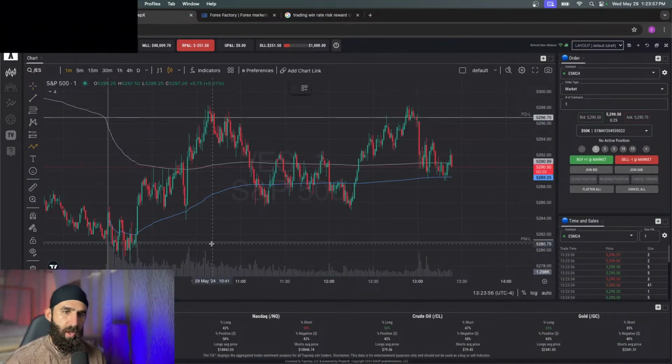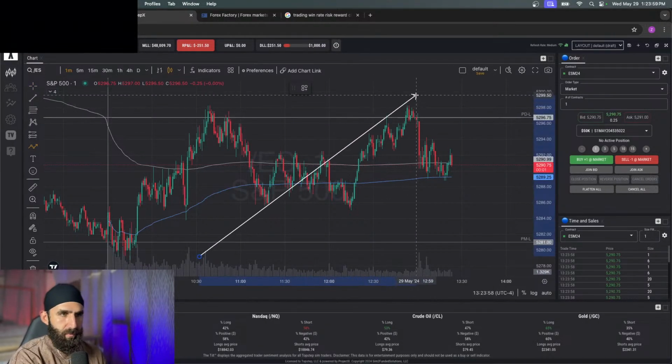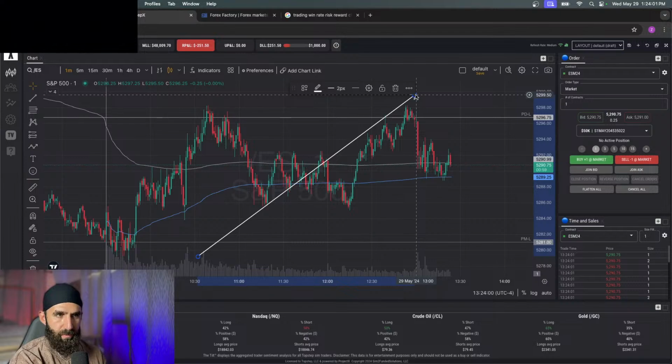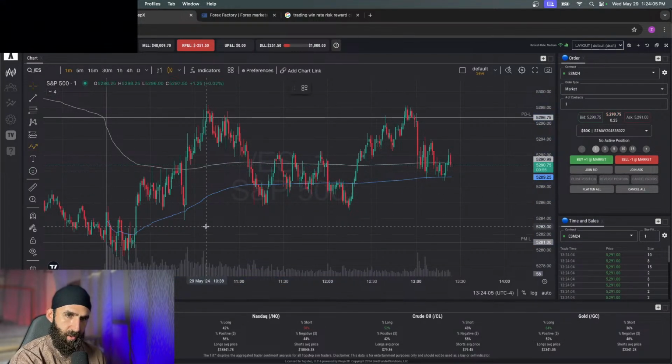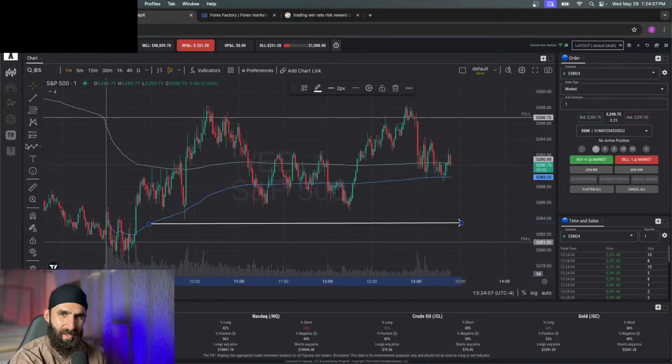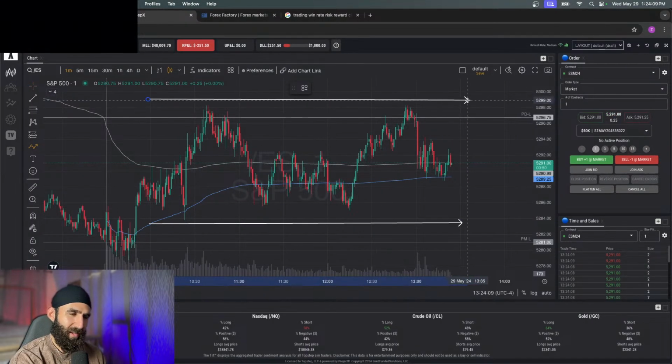Are we going to draw a nice 45-degree angle up for our chart today? No, we're not going to draw one down. No, we're going to go sideways. Here's what we're looking at today.